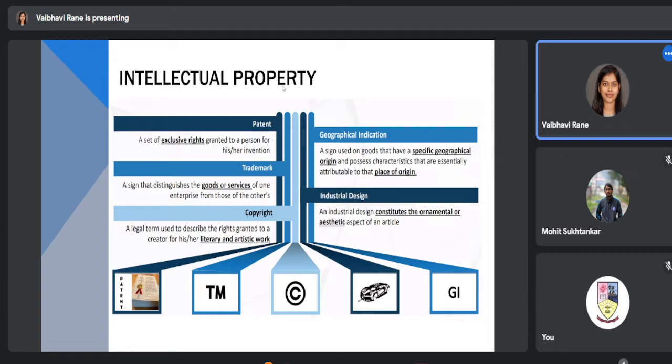What about your creative work? What about the efforts of your creation or your mental activity? What about those? That is something which is invaluable as well. It is called intangible property, something which you cannot touch or feel by your senses, but it yields you results. And that is called intellectual property. Intellectual property can be divided broadly into five categories here: patents, trademark, copyright, geographical indication, and industrial design.